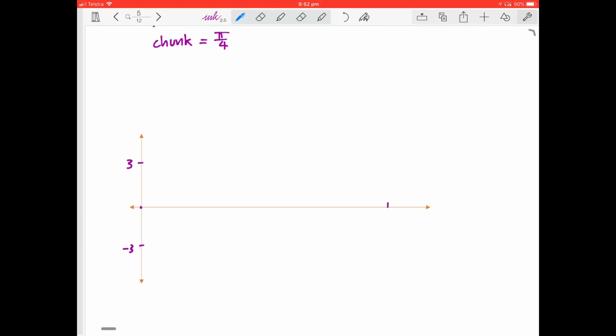We know our graph's got to go to 2 pi, so our halfway mark is about pi. And we know that a chunk is pi on 4, so we've got to cut this up into 4, because it's pi on 4. Cut this into 4. Okay, so we know that's pi on 2. We know that each one of these notches, or the chunks, is pi on 4.